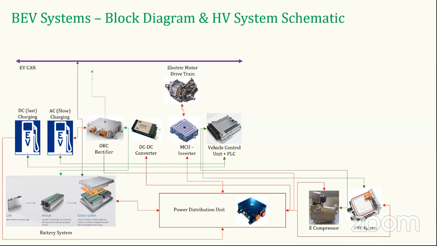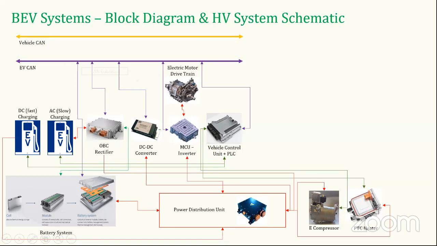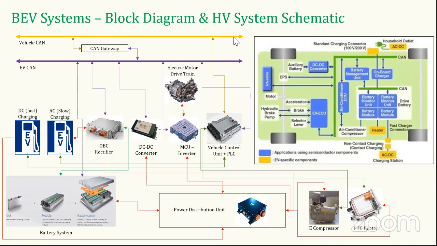And all these modules, like the battery management system, OBC converter rectifier, DC-DC converter, and vehicle control unit, communicate to EVCAN, which in turn communicates to vehicle CAN with the help of a CAN gateway. This is a block diagram you could see. The motor in turn helps to drive the drive wheels, and also the DC-DC converter helps to charge the auxiliary battery.